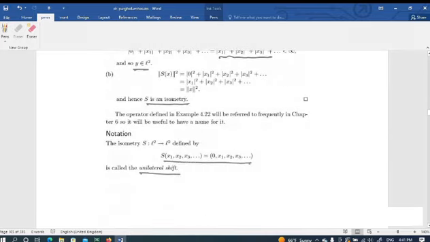Notation: this is the unilateral shift, or simply a shift. This operation is called unilateral, or simply a shift.